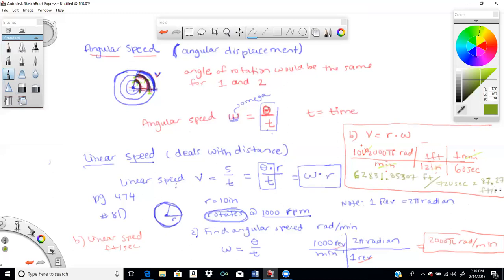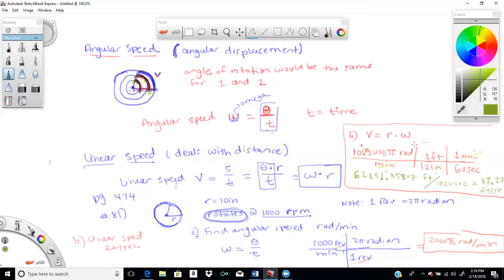Notice here that radian just goes away. You don't have to put that there. You can convert the pi to 3.14, or just use pi, or 22/7. So you have to do 10 times 2,000 times pi, and then at the bottom do 12 times 60, and divide that to get your final answer.